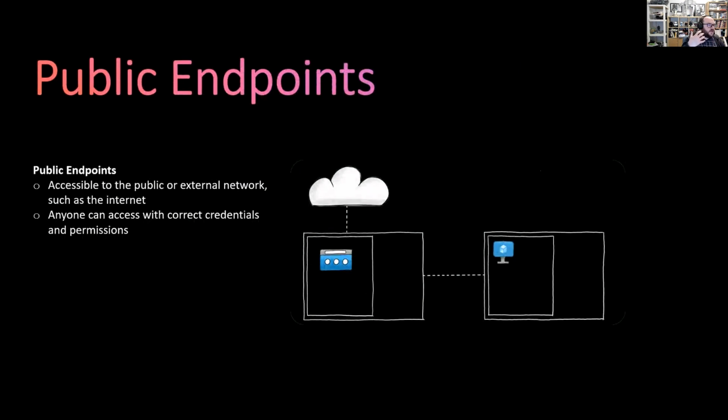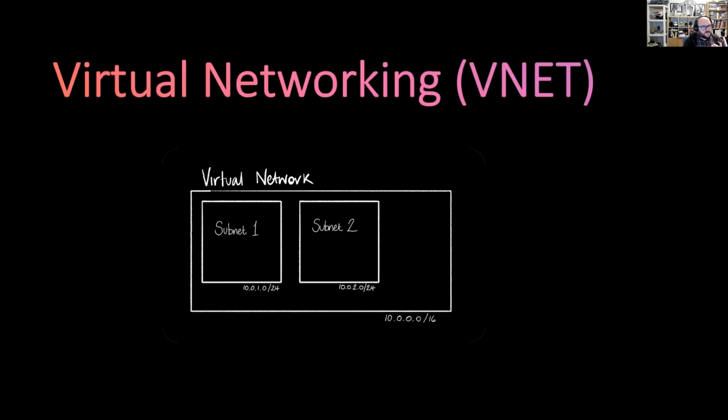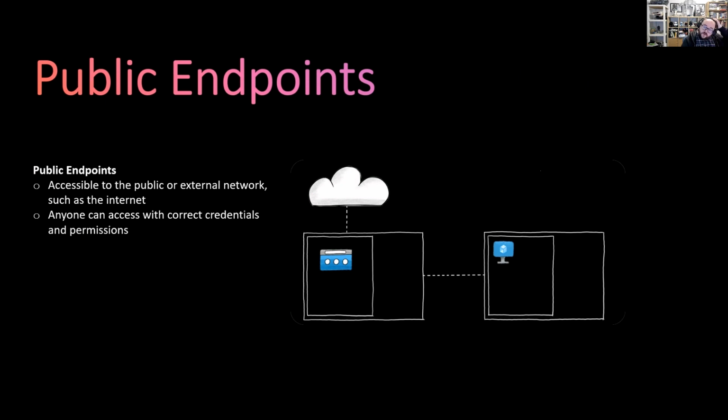So within a VNet, you can deploy services, and they can have either a public endpoint or a private endpoint. A public endpoint, as the name suggests, is publicly accessible. This is a resource that can get out to the internet, but also the internet can get to it. Most web apps or virtual machines that are hosting web services would have a public endpoint.